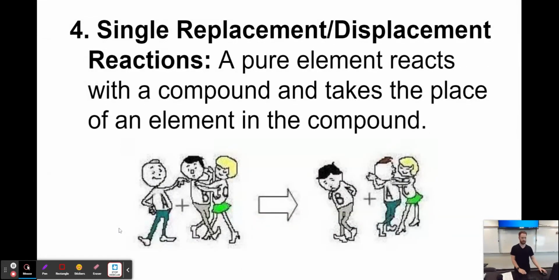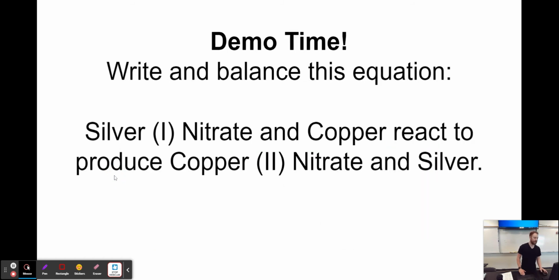It's almost like an element is stepping in and stealing the partner of something else that was there. It's kind of like this very sad example of someone cutting in on the dance floor. People don't really dance like this anymore, so you don't really see it, but maybe that's for the best. Pretty upsetting. So here's an example. And this is where you're going to have to flex your ionic compound knowledge skills. Silver 1 nitrate and copper react to produce copper 2 nitrate and silver. Pause the video, write out that reaction, balance it, hit play when you're ready to check your answer.